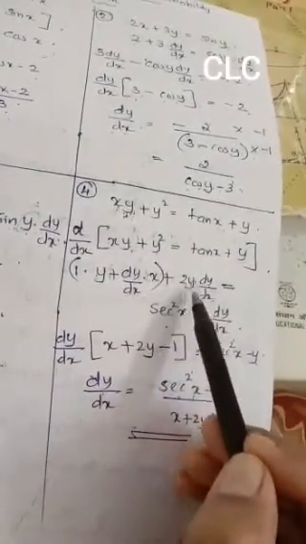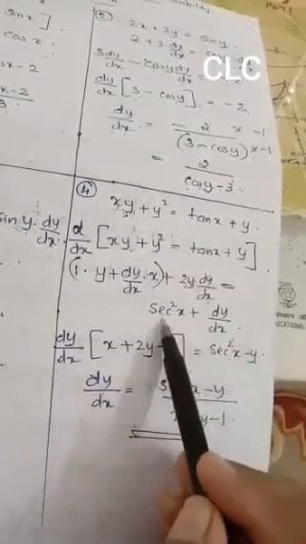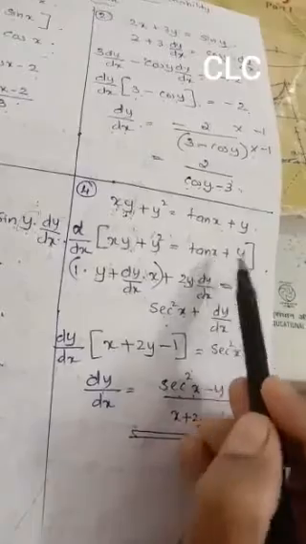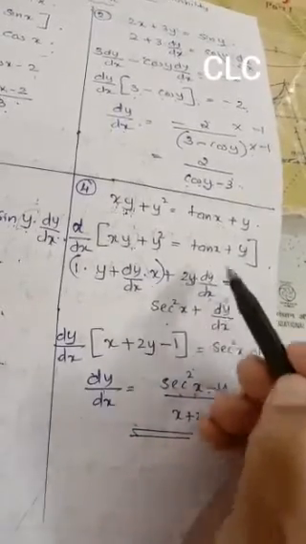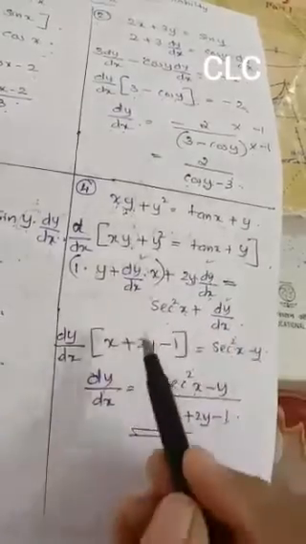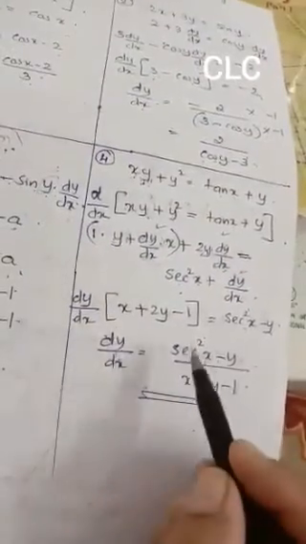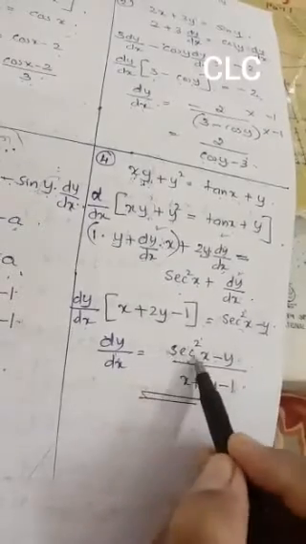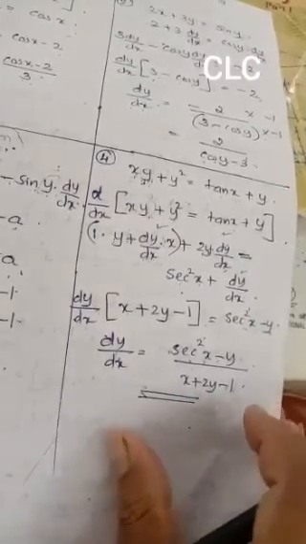2y. Derivative of y is dy by dx, which is equal to tan x will become sec square x, plus y will become dy by dx. So here we have 3 dy by dx terms. Keep those 3 together, take common, you will get dy by dx is equal to sec square x minus y divided by x plus 2y minus 1. Hope it is clear for you.